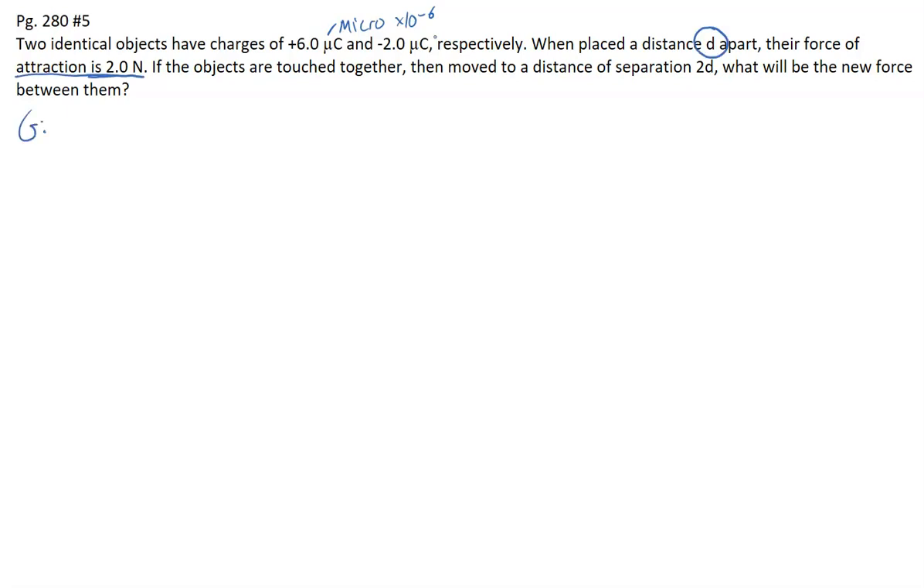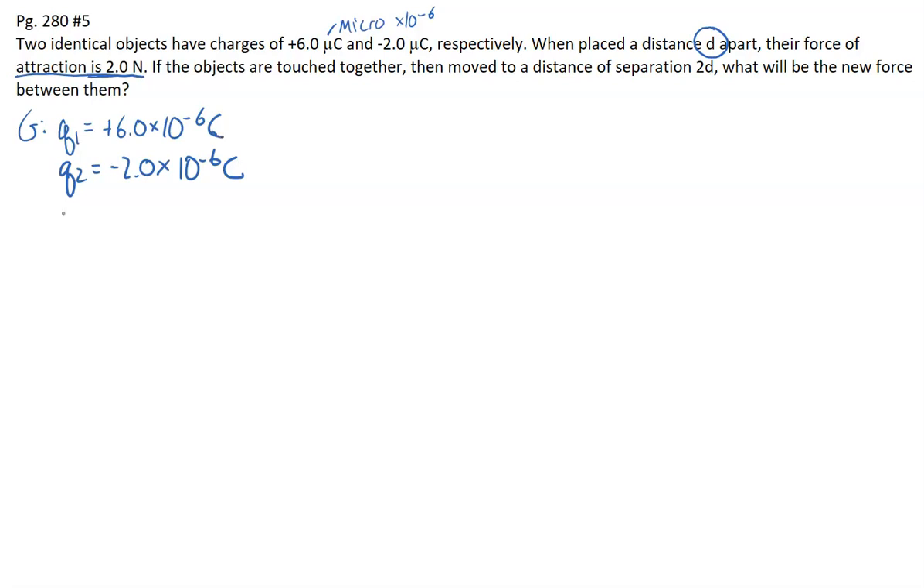We're given that we have Q1, it doesn't matter which one we call Q1 or Q2. Q1 is 6.0 times 10 to the negative 6 coulombs. Q2 is negative 2.0 times 10 to the negative 6 coulombs.